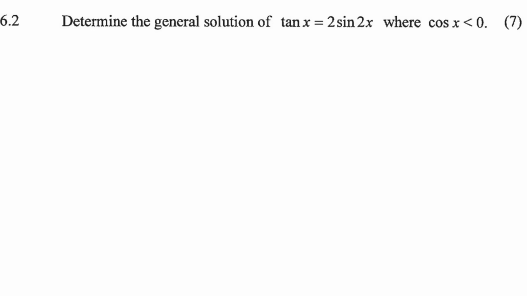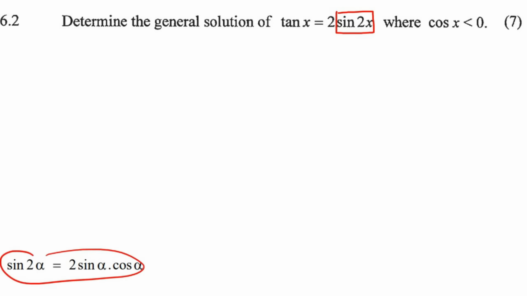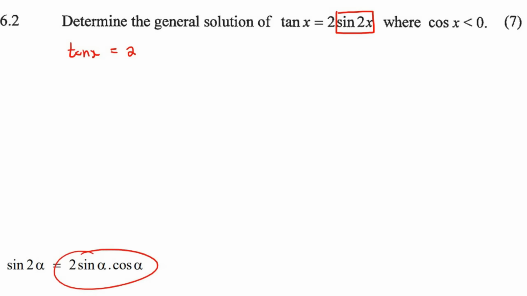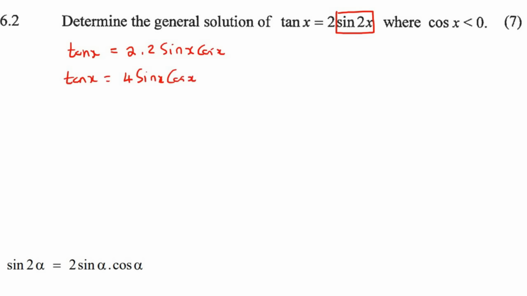For this question, for 7 marks, hello, you don't see that too many times with a general solution. We have to determine the general solution, just like I said. The first thing I identify is that this is a double angle, so we could change that using this formula over here. I think that's where I would start. So we can say tan x is equal to 2, and now we expand this part here, so it's another 2 sin x cos x. That gives us tan x equals 4 sin x cos x.